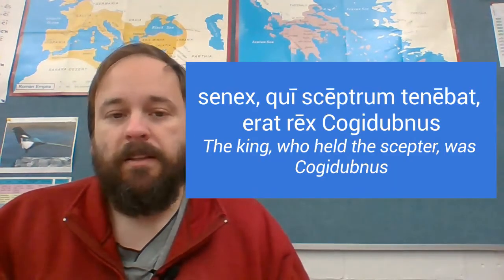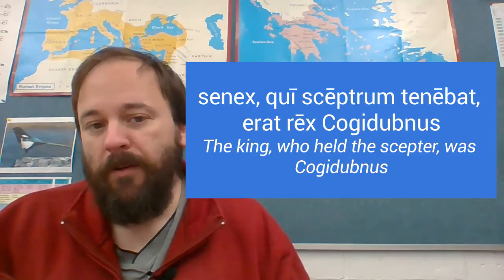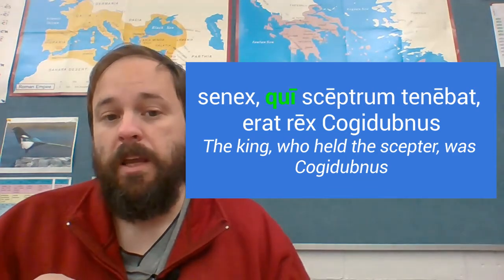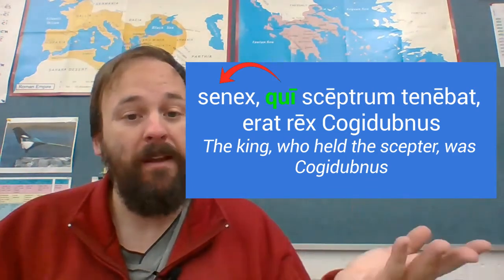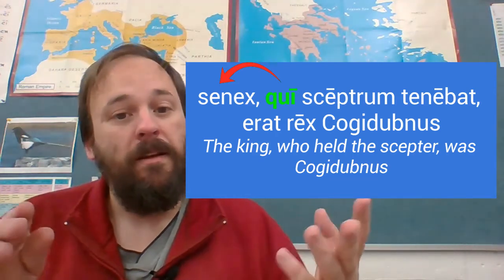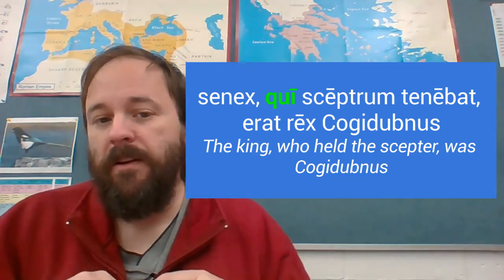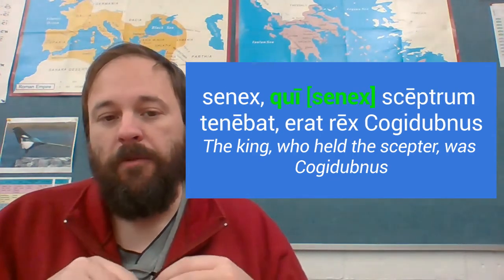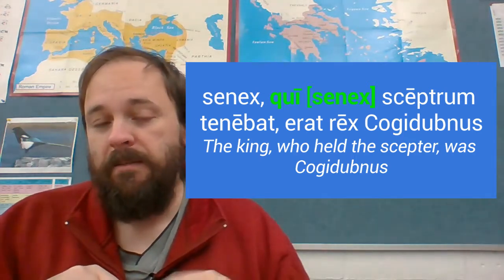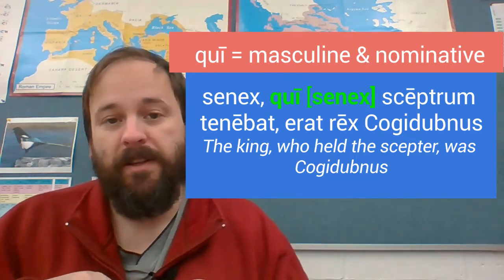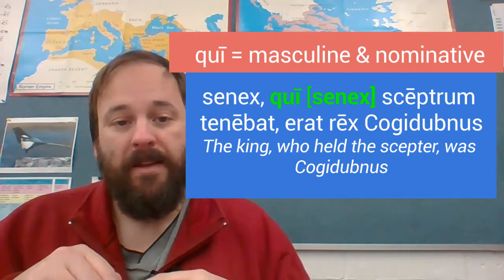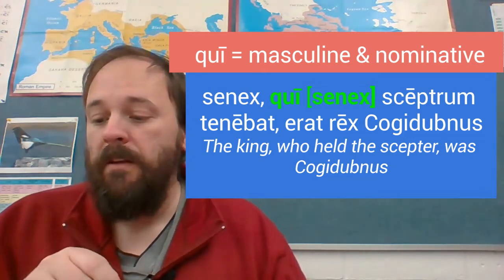So let's go back to the model sentences and see what things we notice with these relative pronouns. Senex qui sceptrum tenebat rex erat. Okay, so let's look at the qui. Qui is a relative pronoun. Who is it referring to? It's referring to the senex, who's an old man. Therefore, qui must be masculine. How is it being used in the clause, though? If we put the old man back in, the old man was holding the scepter, then it's being used as a nominative. So this is masculine, and it's a nominative form.